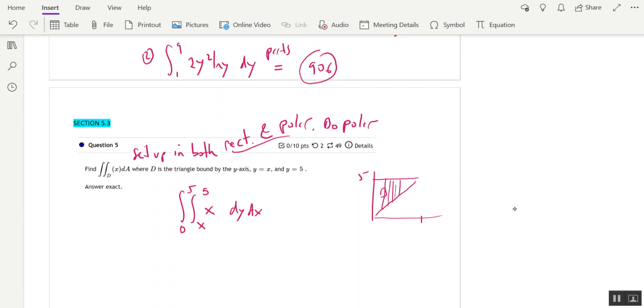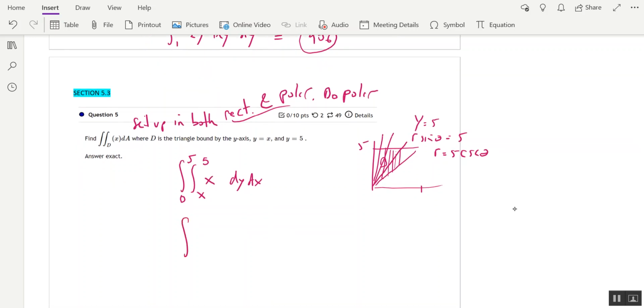Okay, now if we want to switch to polar, thinking of this as a polar region, the line y equals 5 is r sin theta equals 5, which is r equals 5 cosecant theta. So r is going to start at the origin and go to the line 5 cosecant theta. So I replace the x with r cos theta, replace the dy dx with r dr d theta. There's an extra r you pick up when you integrate in polar. You have to watch my video for that, but trust me, there's an extra r. And then r goes from 0, which is the origin, to the line 5 cosecant theta. And then for what thetas do we have those rays going through the region? Well, they start on this line, which corresponds to theta equals pi over 4, and they end on the positive y-axis, which is pi over 2.